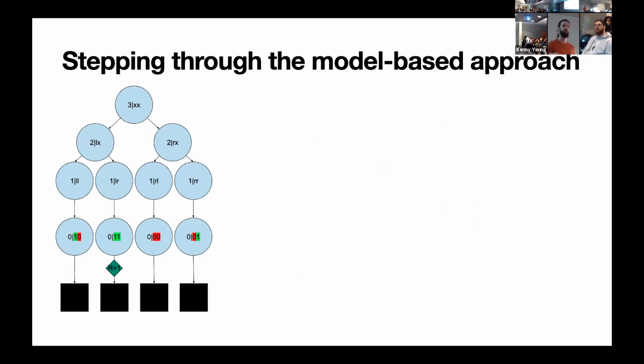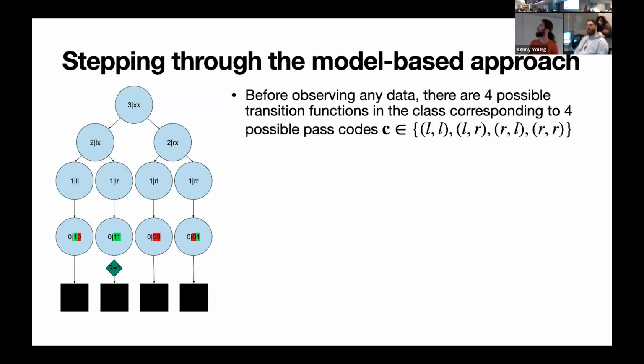Okay, so now I just want to step through what the actual model-based approach I described and the model-free approach I described do in this case. So basically, I'm going to start with the model-based approach, and before observing any data, there's 4 possible transition functions in the class corresponding to 4 possible passcodes. So in this case, there's a 1-to-1 correspondence between the passcodes and the transition dynamics for this specific model class. So I can just talk about them interchangeably.